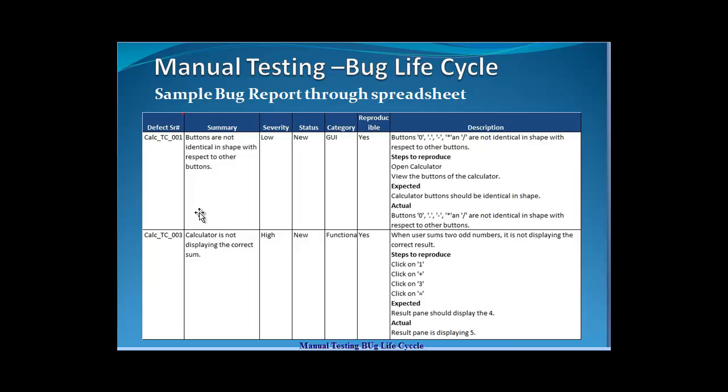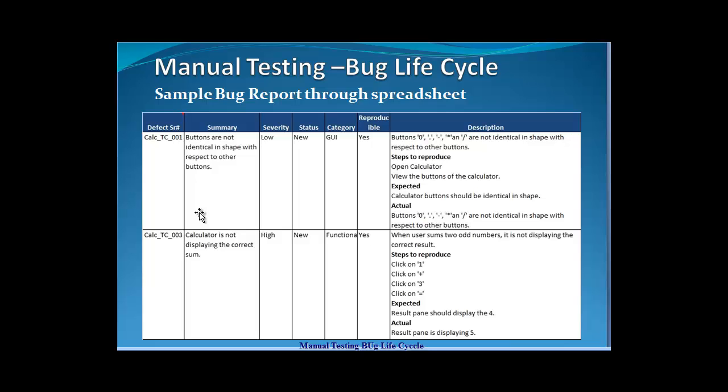Is this reproducible? Yes. And a brief description about the defect: when a user sums two odd numbers, it is not displaying the correct result. It means when a user sums two positive numbers, it is displaying the correct result, but when a user sums two odd numbers, it is not displaying the correct result. And for that, the steps to reproduce, expected result and actual result.